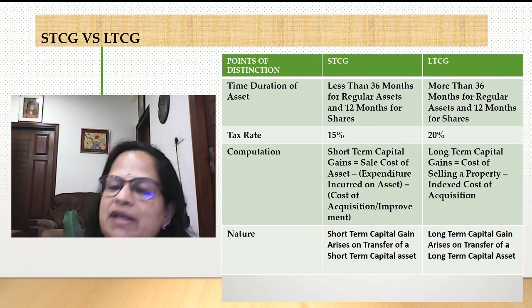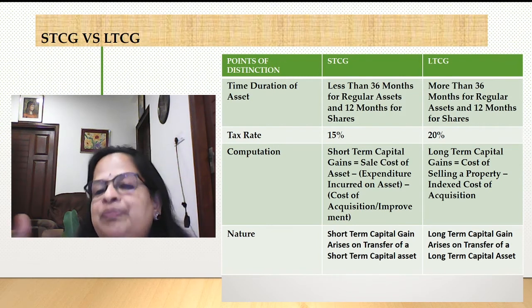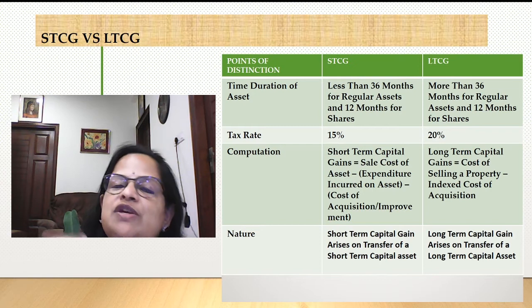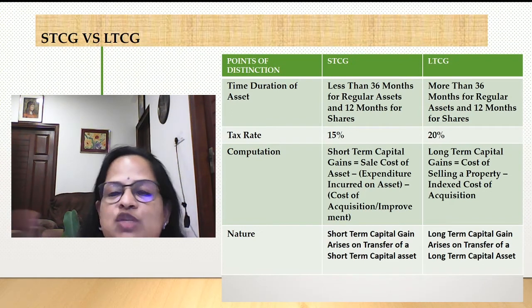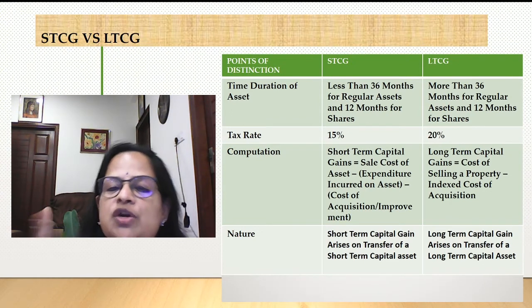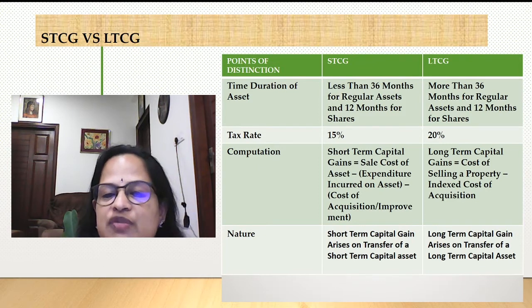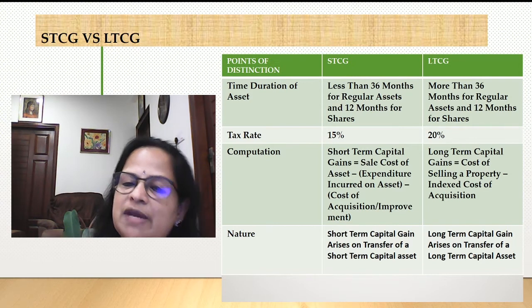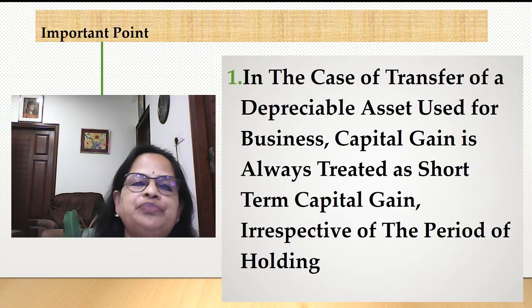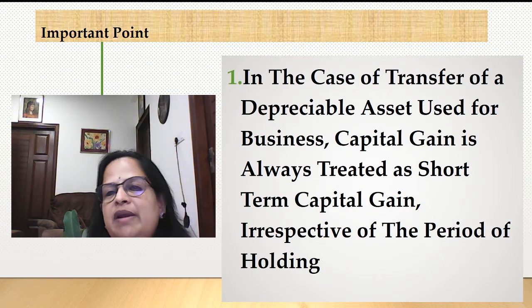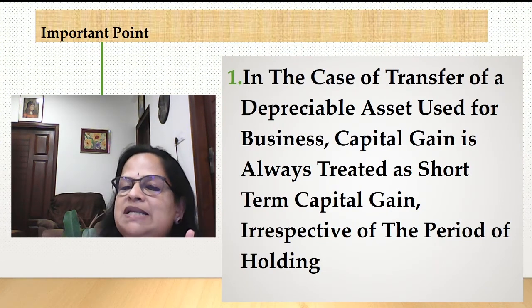Whereas for long-term, since they are keeping the asset for a long time, we have to convert the purchase price. If any improvement is made to the asset, we have to convert it in terms of the price of the year of sale. And by nature, short-term capital gain arises on transfer of a short-term capital asset. We have already seen that long-term capital gain is related to the transfer of a long-term capital asset.